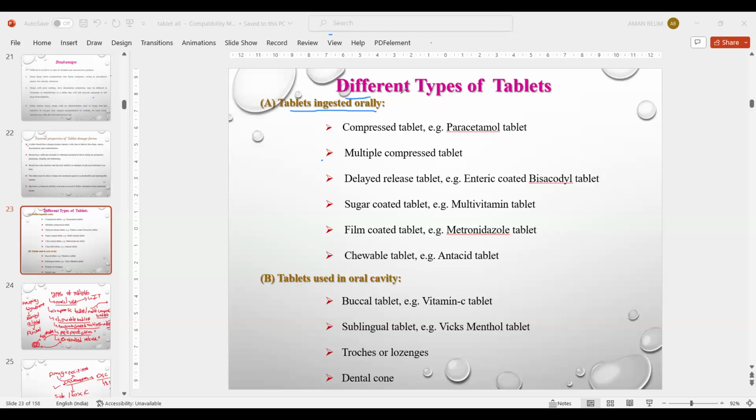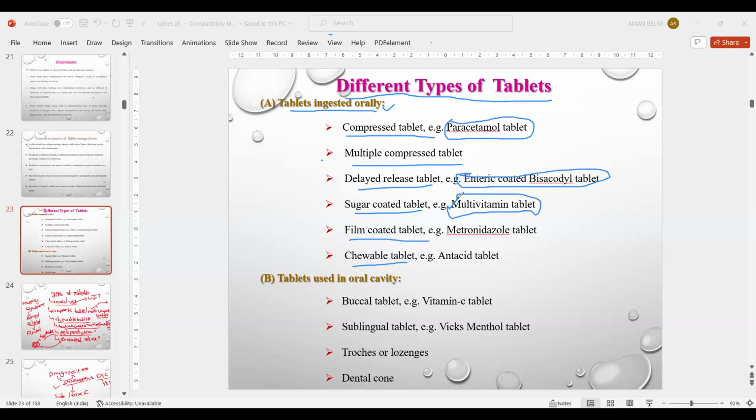So first we'll start with the different types of tablets. Tablets which are ingested orally: the types are compressed tablet, multi-compressed tablet, delayed release tablet, sugar coated tablet, film coated tablet, and chewable tablet. Here its examples are written. These examples are very important. This can be asked as an MCQ, right? Like direct compressed tablets, a very simple example is the paracetamol tablet. Then the delayed release tablet example is enteric coated bisacodyl tablet or any enteric coated tablet, right?